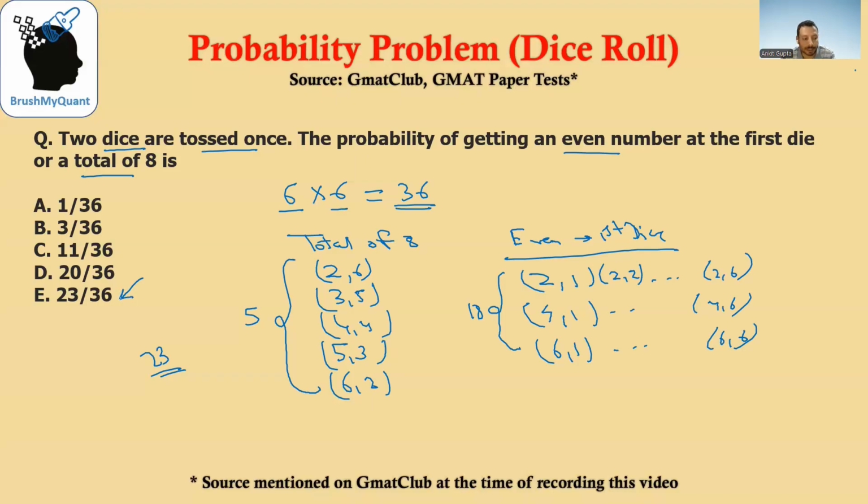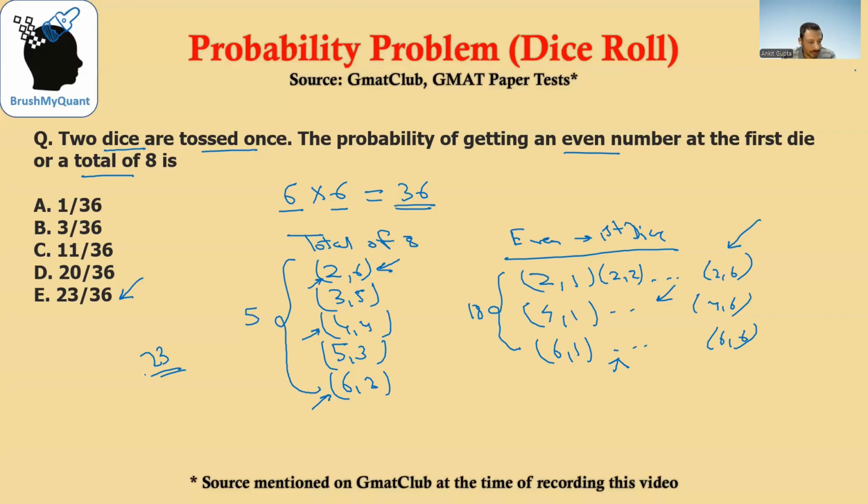You could have said the probability is the number of favorable outcomes, which is 23, divided by the total number of outcomes, which is 36. But that would be incorrect. Why? Because we are double counting some of the options. If you look at 2, 6, we have an even number in the first die, and we are counting that double over here. Similarly, 4, 4, we are counting that double over here. And similarly, 6, 2, we are counting that double over here. So 3 out of these 23 cases we are actually double counting.